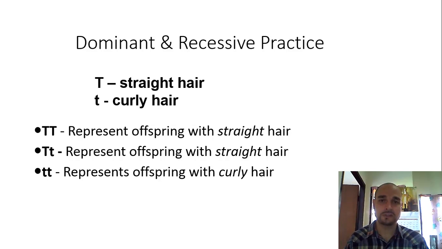So for dominant and recessive practice, we're going to use the letter T for hair straightness or curling. Dominant is straight hair, so we'll use a capital letter T. Capital T, straight hair. Capital T, lowercase t, you get straight hair because the capital T is the dominant allele. And lowercase t, then you'll get the curly hair. You have the recessive trait.